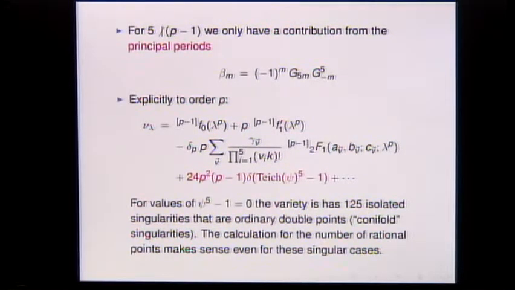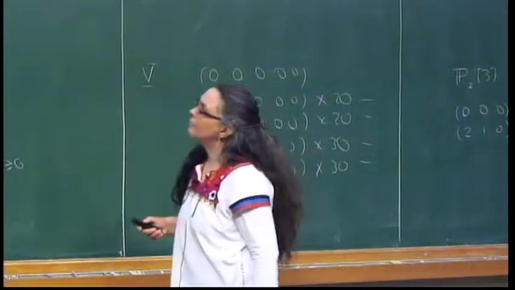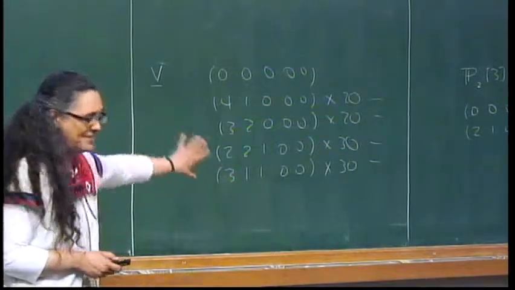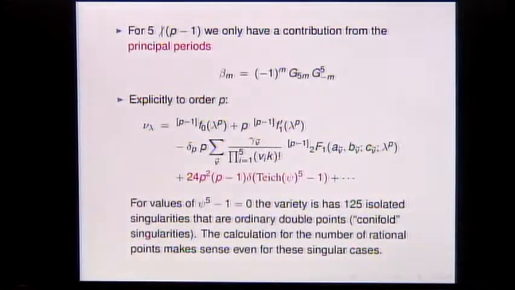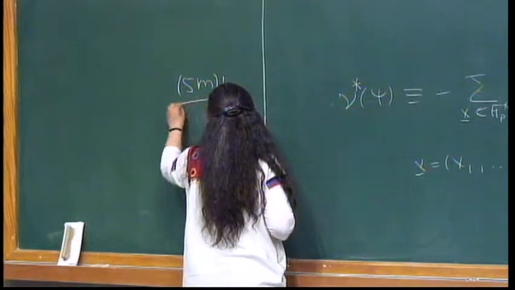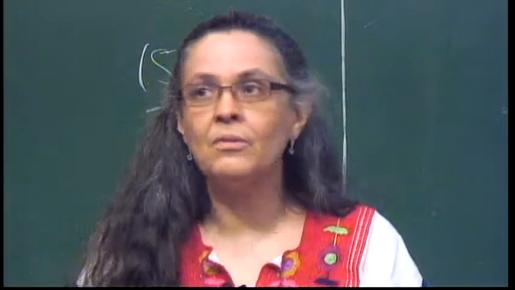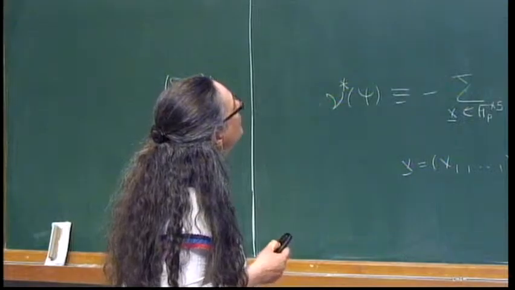For the first term, the term for which this V is just this entry here, there is a reason why this is this, but I will get into that detail. What you get is the contribution from the principal period. This is the p-adic version of this factor that we have for the fundamental period, which is 5m factorial over m factorial to the fifth, apart from factors of p.